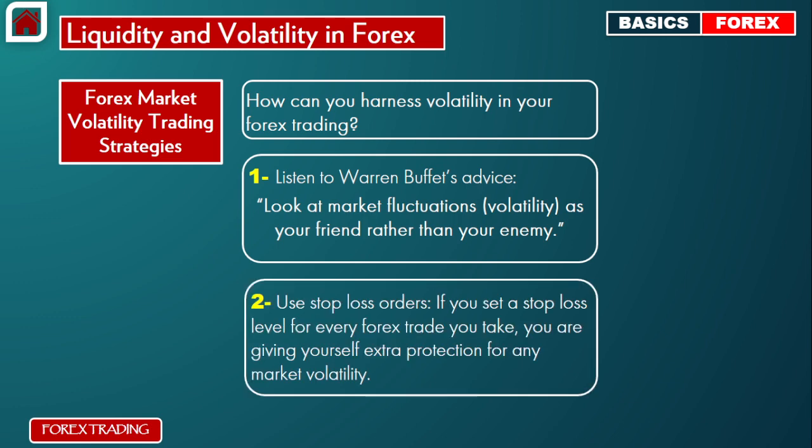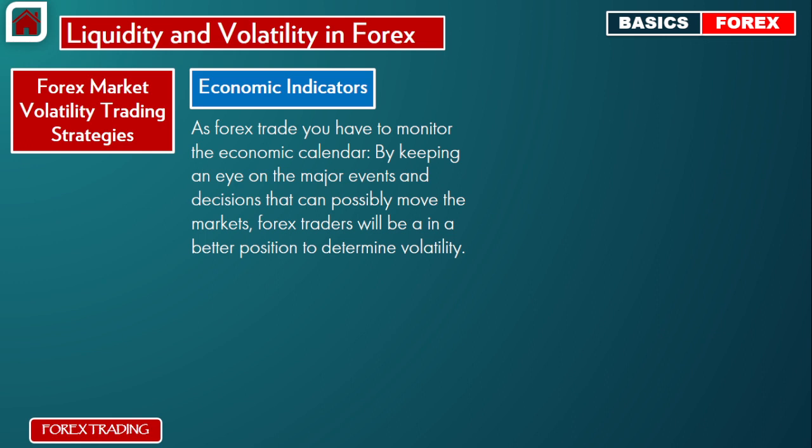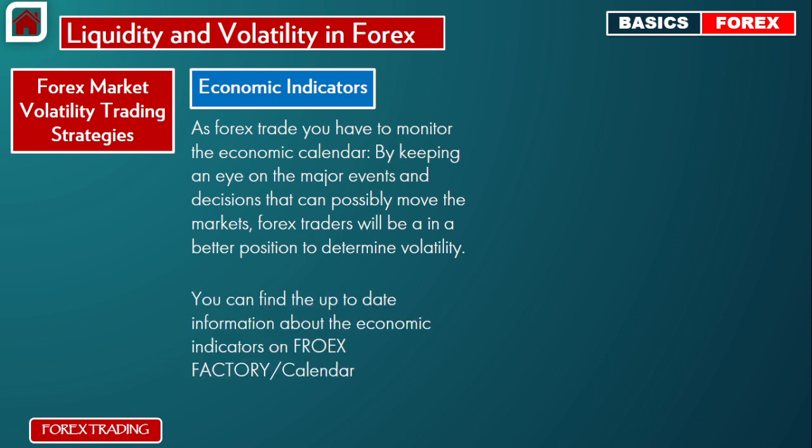Number two, you have to use your stop loss orders very wisely. If you set a stop loss level for your forex trade, you are giving yourself extra protection against any market volatility. So that's very important. Number three, how we use economic indicators. As a forex trader, you have to monitor the economic calendar, and by keeping an eye on the major events and decisions that can possibly move the market in one direction or the other, forex traders will be in a better position to determine volatility. So that is very important, and you can find up-to-date information about the economic indicators on forex factory/calendar.